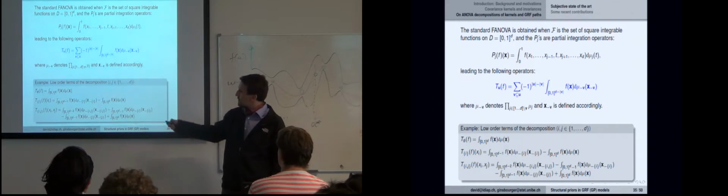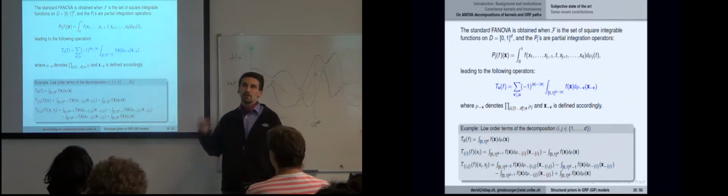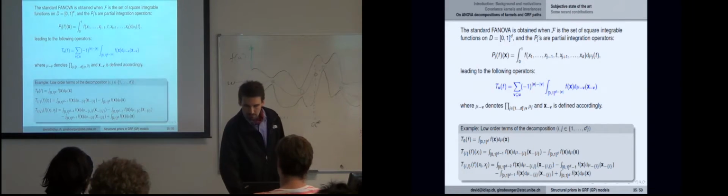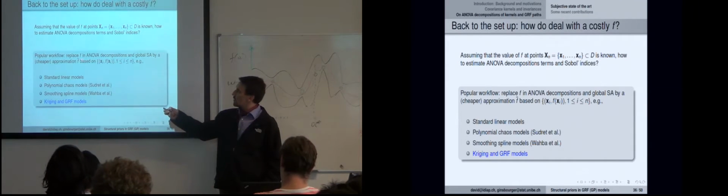So now we come back to our GP setup and surrogate modeling setup, and we assume that this function f is very costly to evaluate, and that we want to estimate the ANOVA decomposition of f and the Sobol indices. Because if I come back to this formula, if I want to calculate these guys, I need to integrate, which means I need to evaluate the function a lot of times, which is generally not possible. So the popular workflow in that case is to replace f by some approximation. First, take polynomial or neural network or Gaussian process or any surrogate model for the function f, say f tilde, and do the ANOVA decomposition of f tilde.